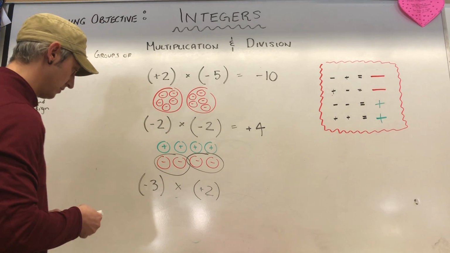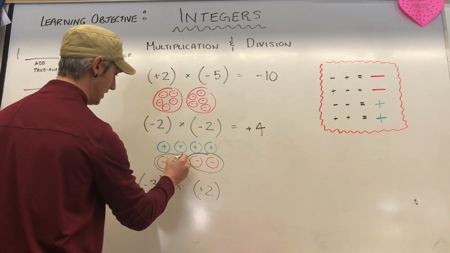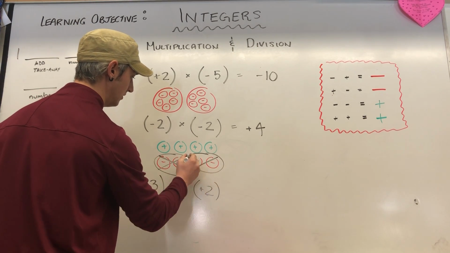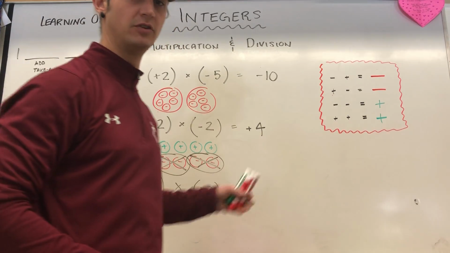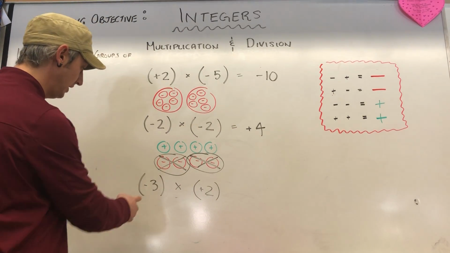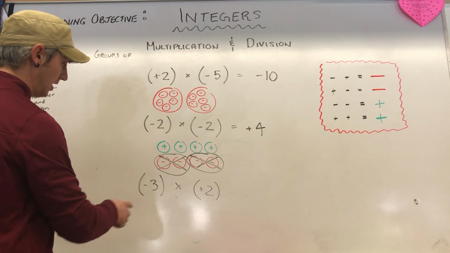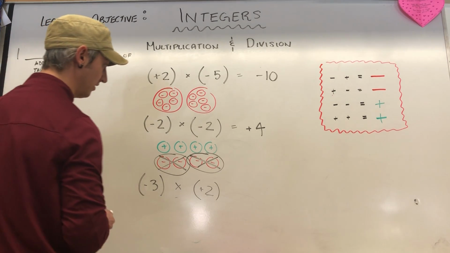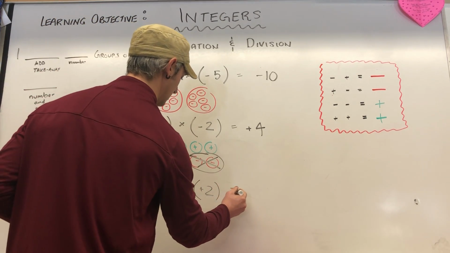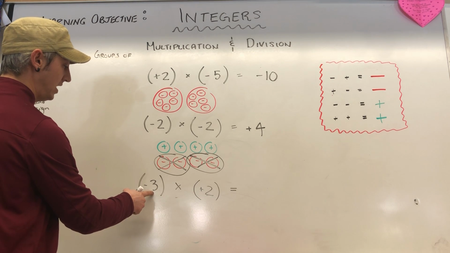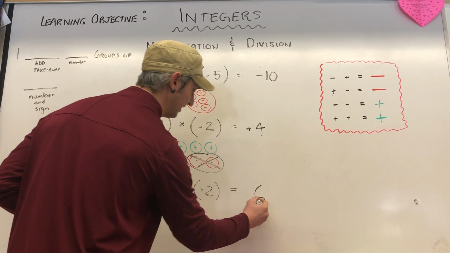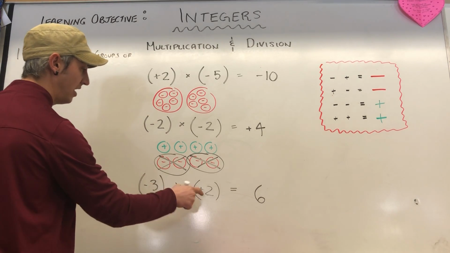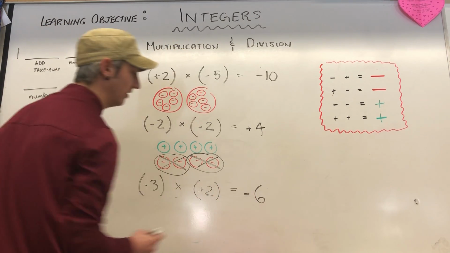Perfect. And I take those away, and I am left with 4 positive. Beautiful. And here, I'm going to do the math straightforward first. I take away 3 times 2 is 6, so I know it's going to be 6. And then I have negative and positive, different signs, so it's going to be negative 6.